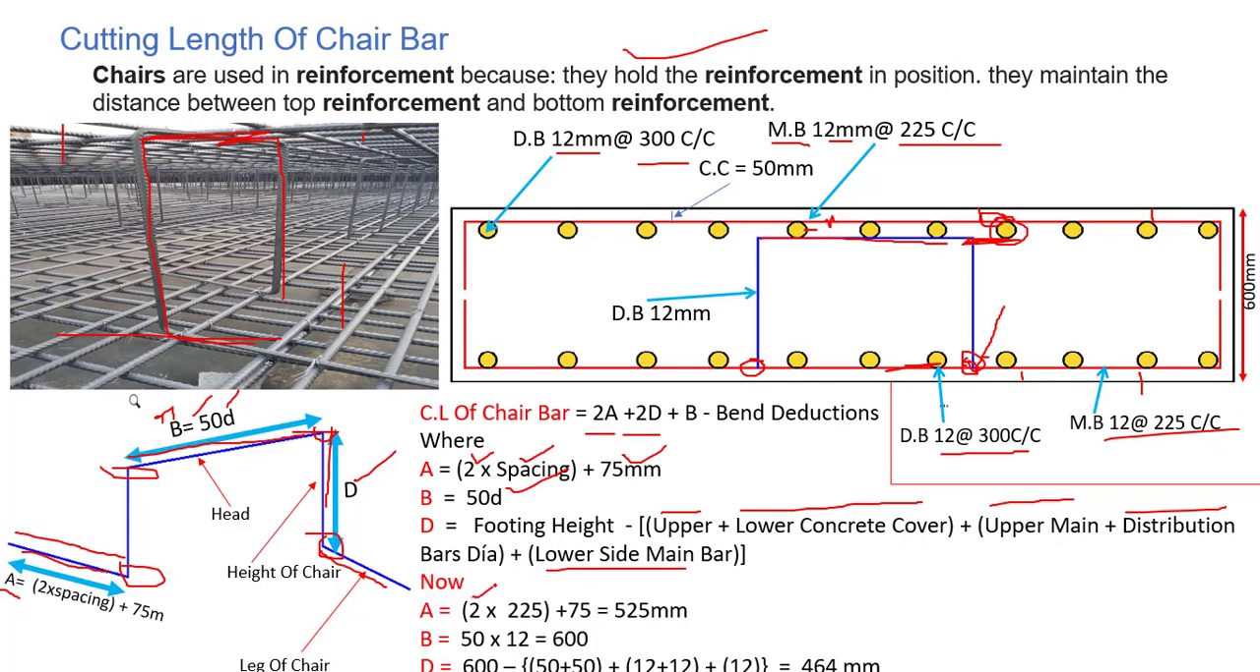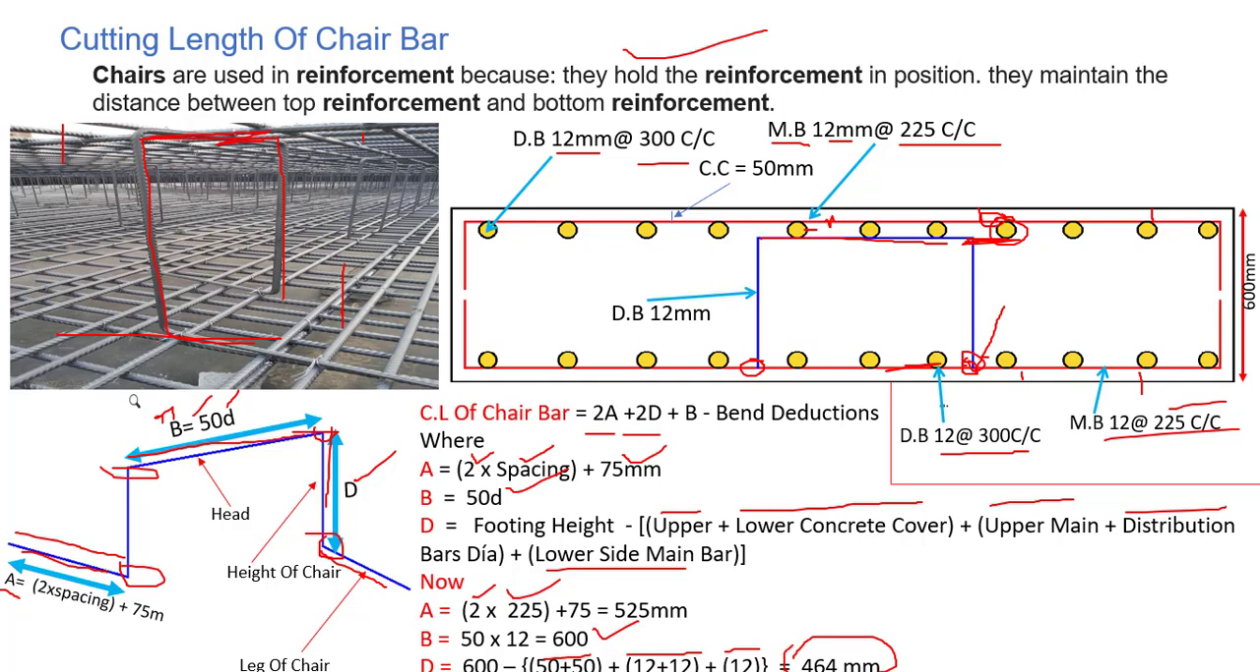Let's put the values over here. A will be equal to 2 into 225, since A is 2 into the spacing between main bars. 2 into 225 is the spacing over here, you can see, plus 75 will give us 525 mm. B will be equal to 50 into 12 mm dia of bar, which is 600. D is equal to 600, the total depth, minus the concrete cover from both ends, that is 50 mm, and then we deduct the dia of the main and distribution bar at the top, and then the dia of the main bar at the bottom. It will give us the value of D as well.